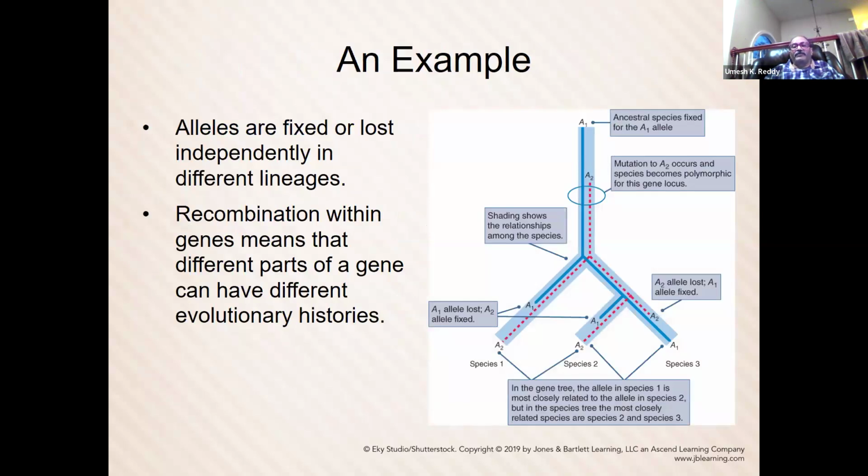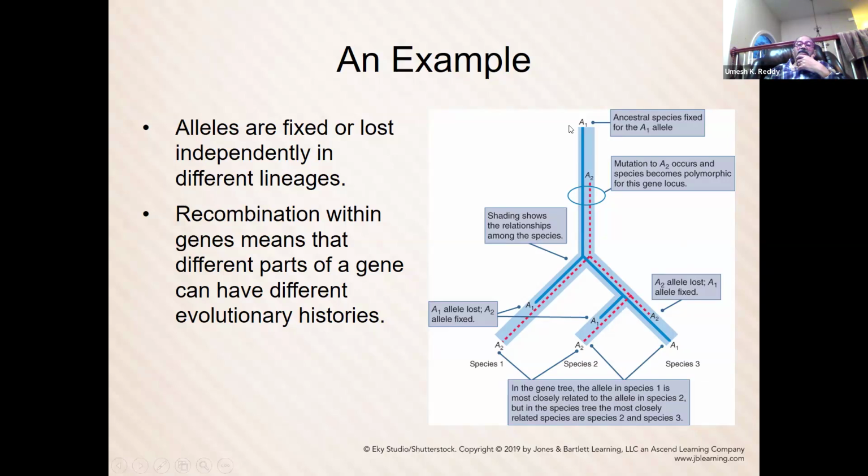Here is an example. So here is a tree. There are three species: species 1, species 2, and species 3. Species-wise, species 2 and species 3 are together, and species 1 is distant from species 3. That is at the species level.